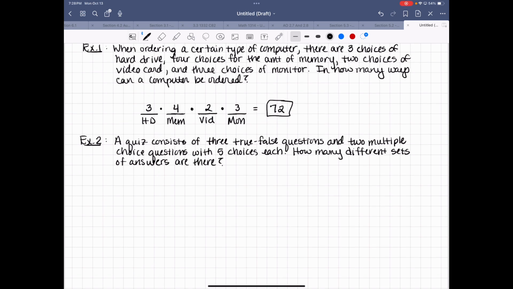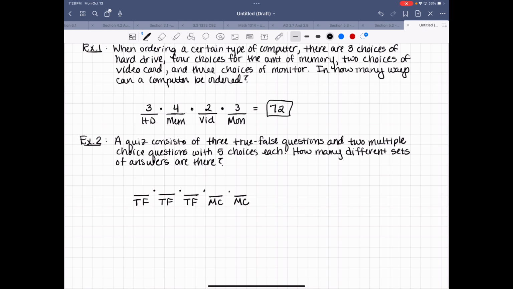Okay. So, here's what I do. There's 3 true false. There's 2 multiple choice, right? Okay, so I got a true false slot. 1 question's a true false. 2nd question's a true false. A 3rd question's a true false, right? Then I got a multiple choice question. And then I got a multiple choice question.